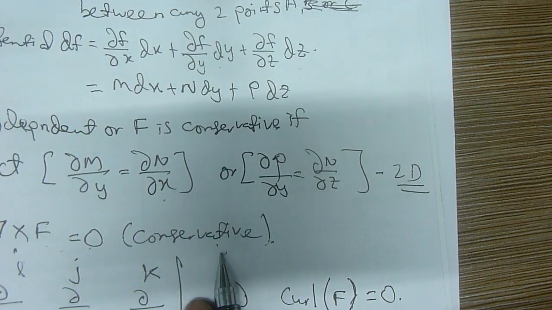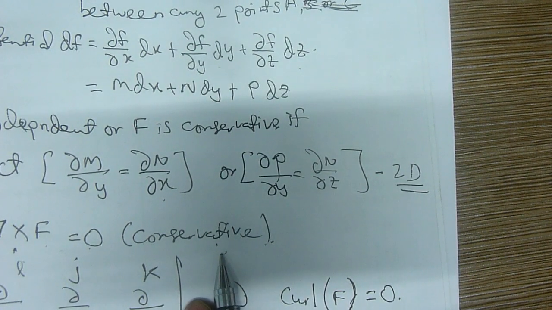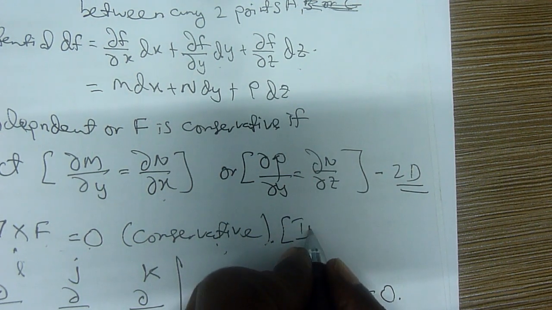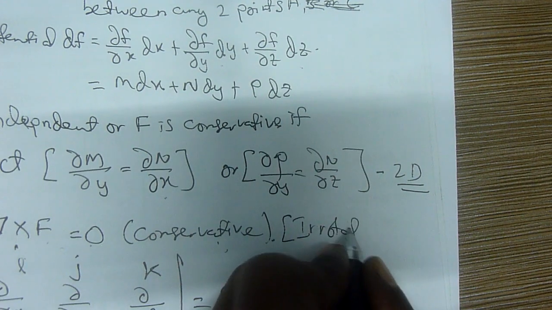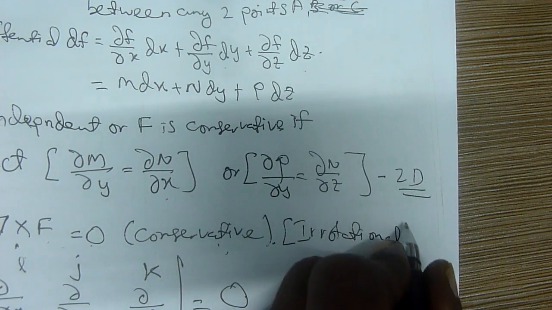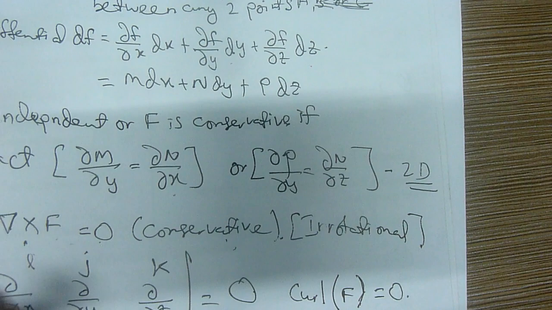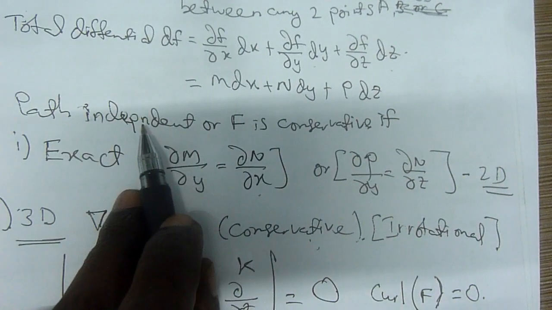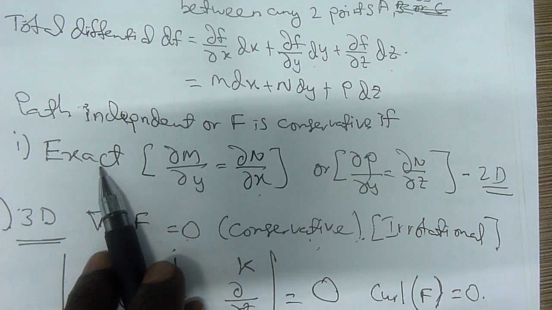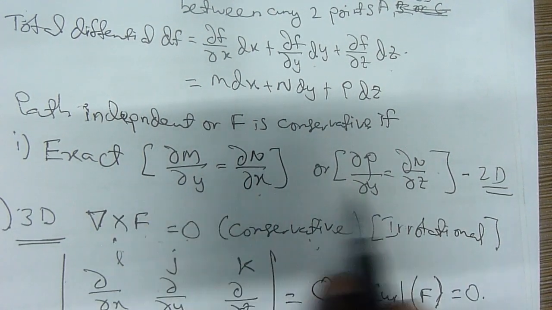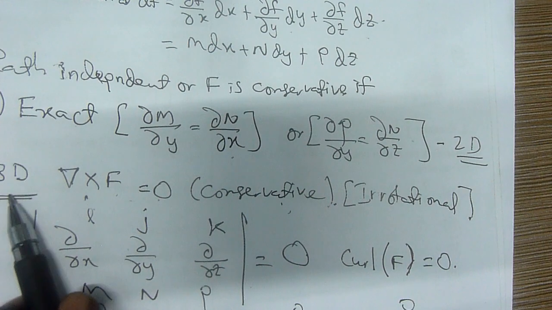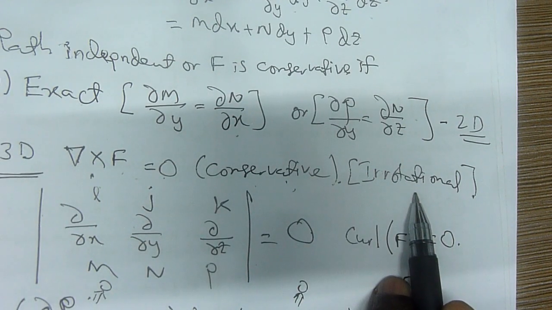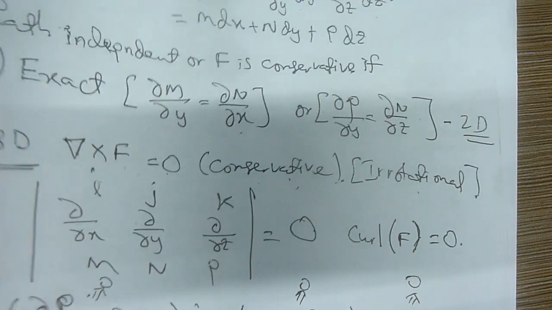What is this knowledge about? This knowledge is saying irrotational. At least you can remember the word. If a path independent taking place is exact, for the 2D, you check for the exact. If it is a 3D, we can say it's a conservative. Straight away you can check for the irrotational.